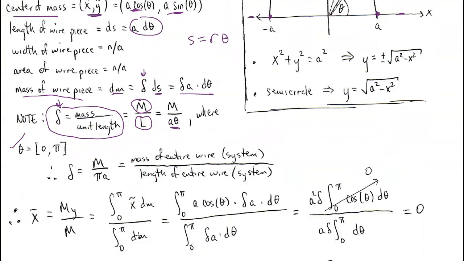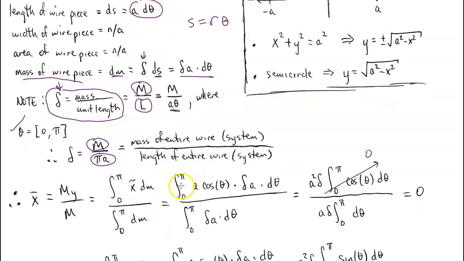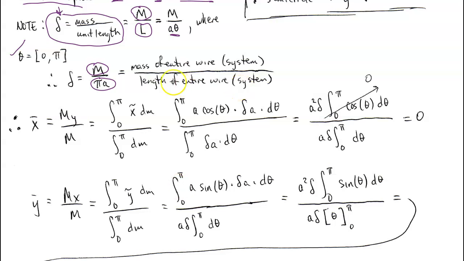We know that, again, our density throughout the wire is just going to be the entire mass of the wire divided by the length of the entire wire, which in this case is going to be the radius times the largest angle that we can have, which is 180 degrees, or pi if we put it in radians. So now that we have all that, we can use that the x coordinate for the centroid is going to be the moment about the y divided by the system mass, where the moment about the y is still x tilde dm, integral of that from 0 to pi.